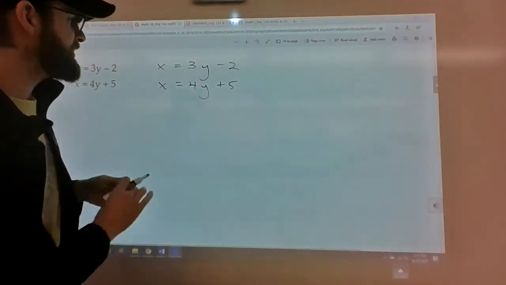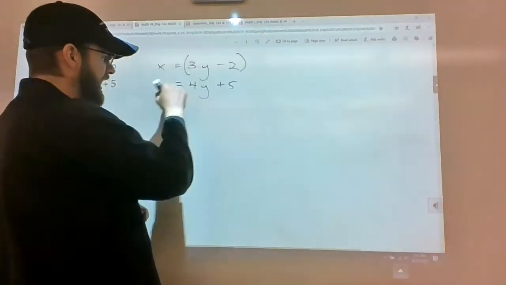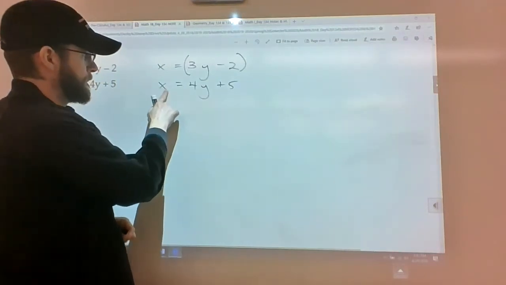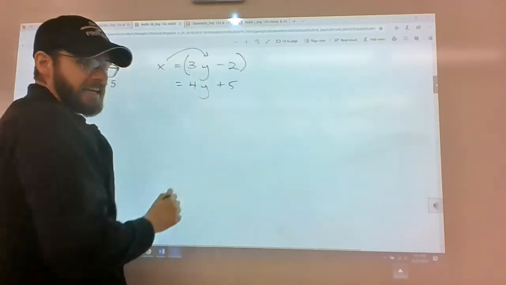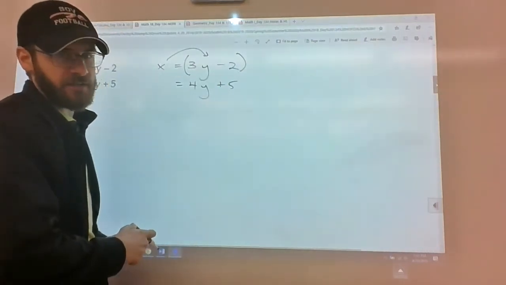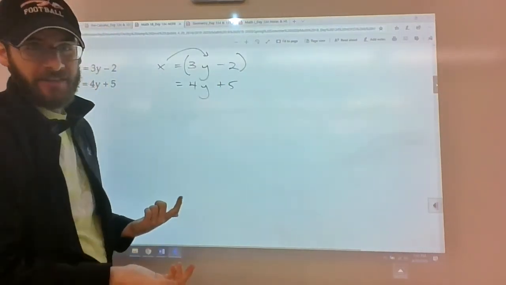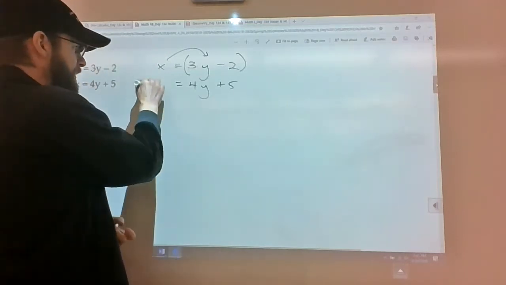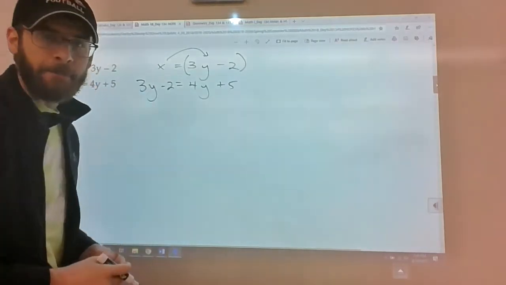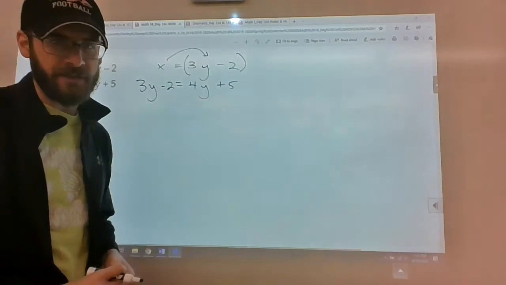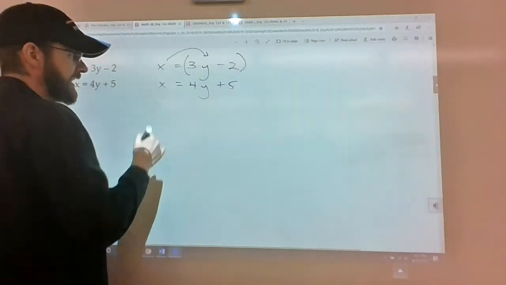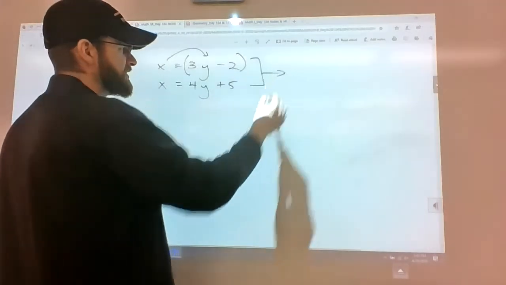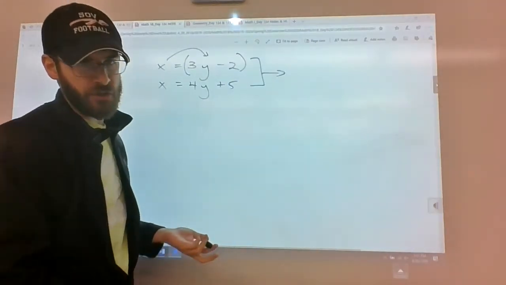Then you replace the X in this equation with the quantity that X equals in the other equation. So I'm really just setting, since both X's are by itself, 3y minus 2 equals 4y plus 5. All right? So if you've got this, it usually just means set the two right-hand sides equal to each other and solve.